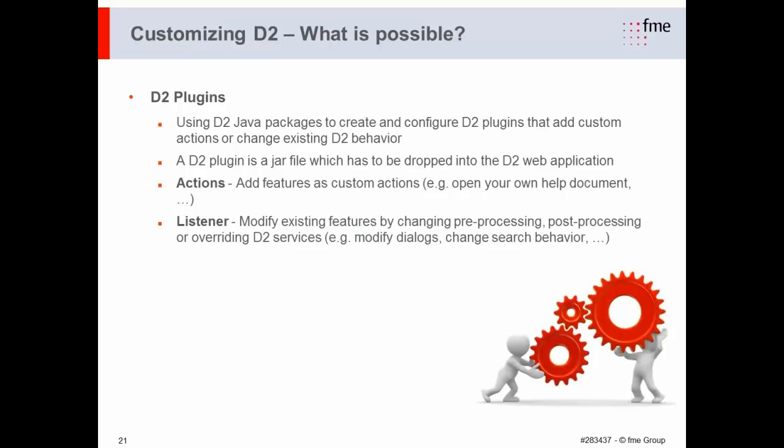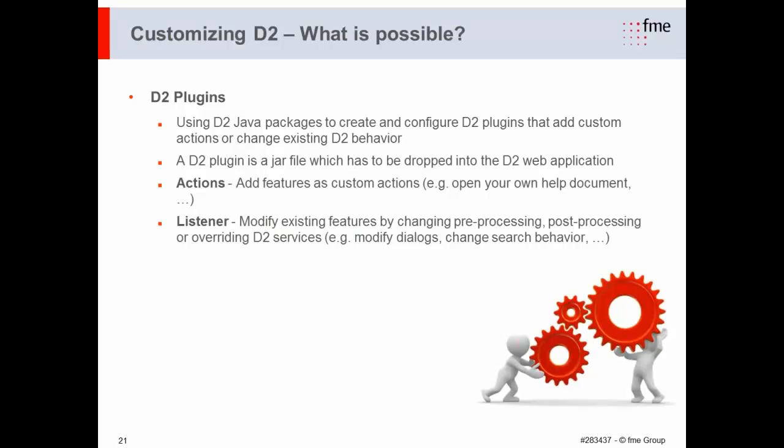So the third very powerful customization option is plugins, D2 plugins. A plugin is a jar file which must be dropped into the D2 web application, and this jar file contains your custom Java classes, which extend default D2 classes. And there are two kinds of plugins: action plugins and listener plugins.